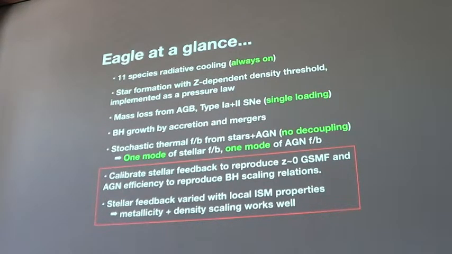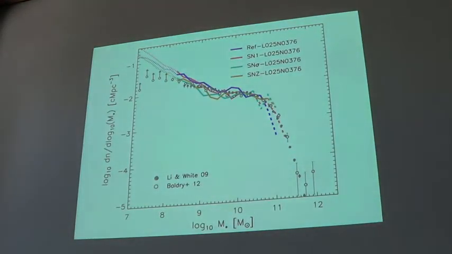Right. So that's all we're going to do to get the stellar feedback chosen. In order to pick an AGN radiative efficiency, we're going to try to reproduce the relationship between the mass of black holes and the stellar mass of the galaxies. And as I said, we're only going to vary this with local ISM properties.